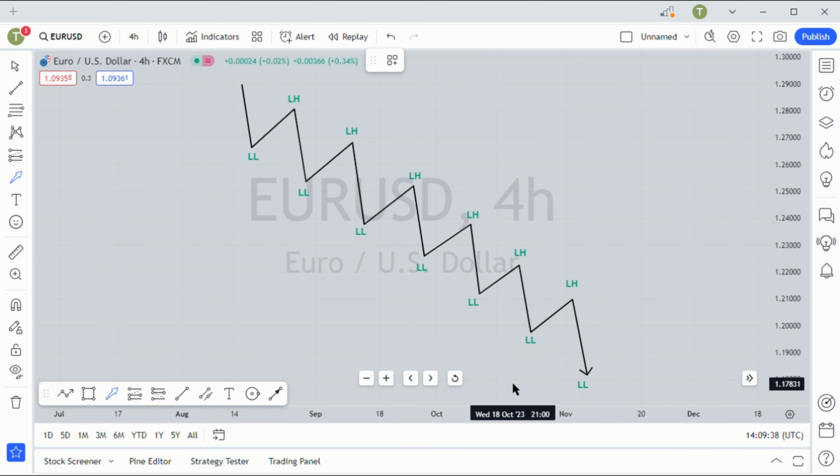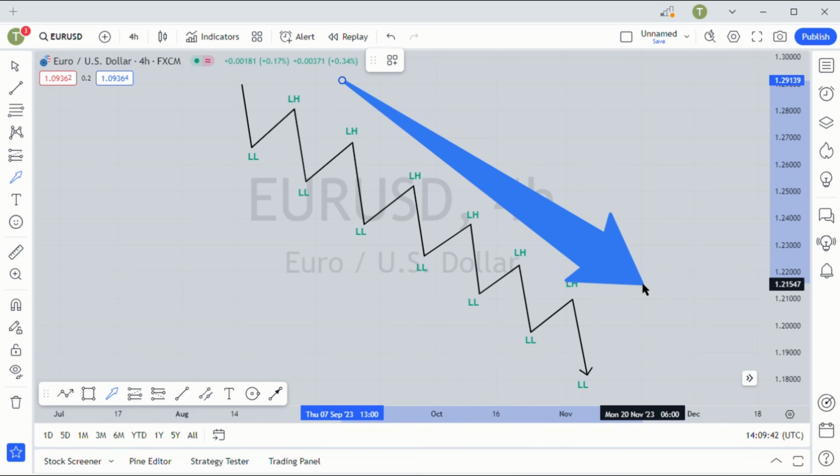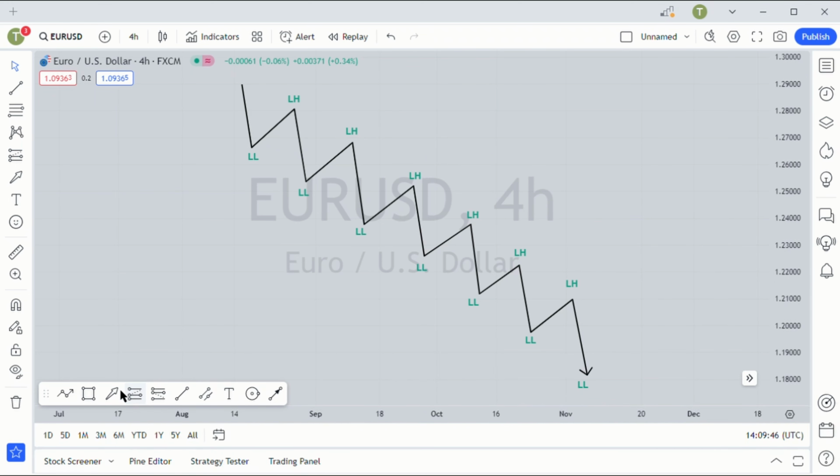What causes a downtrend to happen is less demand, because fewer people want to buy the stock, which makes the price go down. So let's look into the chart. We have a lower low here. What causes this in the market is negative news about a company of some sort or a currency pair that makes people want to sell the stock.